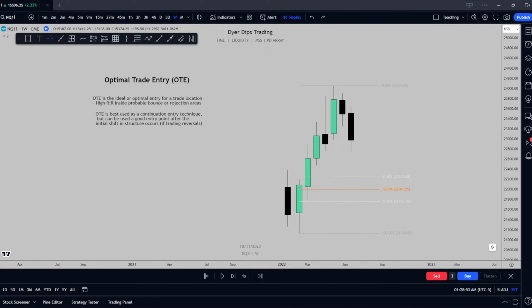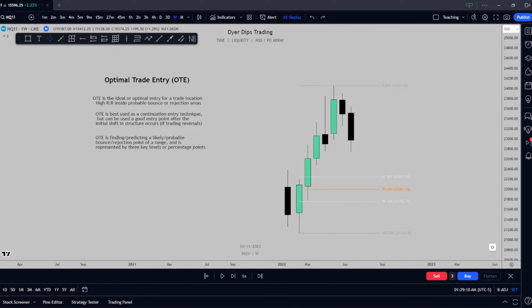OTE, in my opinion, is also best used as the continuation entry technique, but it can be used as a good entry point if you're looking for a reversal play, if it's following the initial shift in market structure, and we will get into both of those in the video.